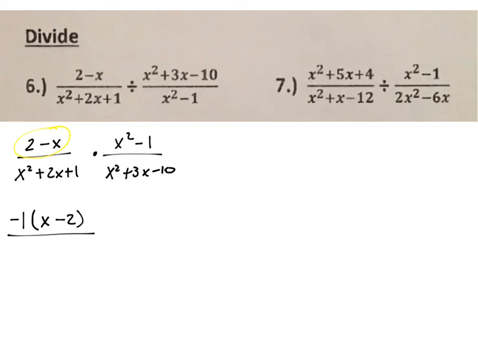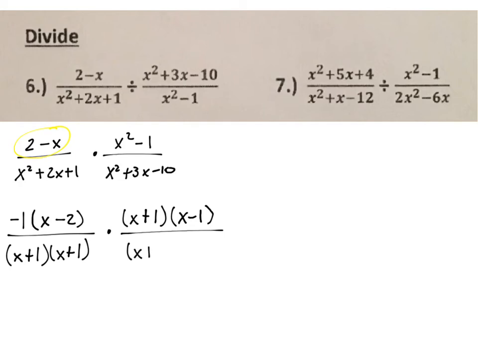On the bottom, I can factor this. This is x plus 1, x plus 1. On the other side, difference of squares, x minus 1. And then here, you've got negative 10 that adds up to a positive 3. Well, that's going to be positive 5 and negative 2.